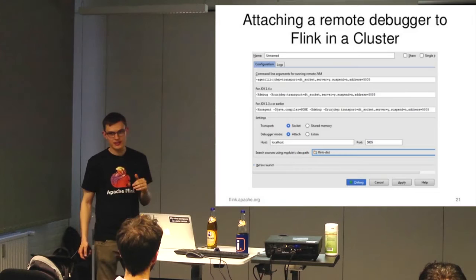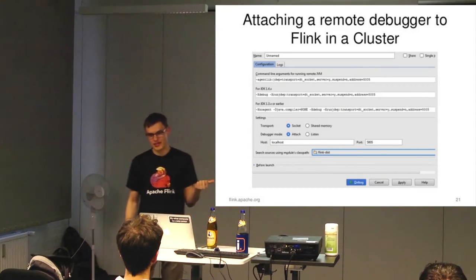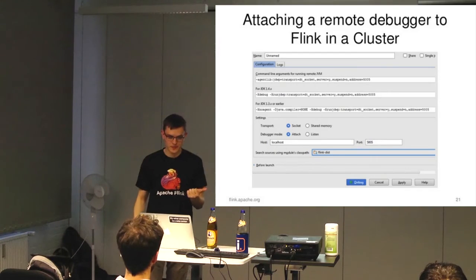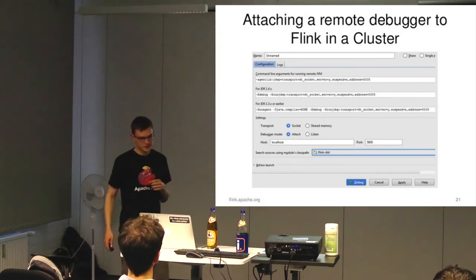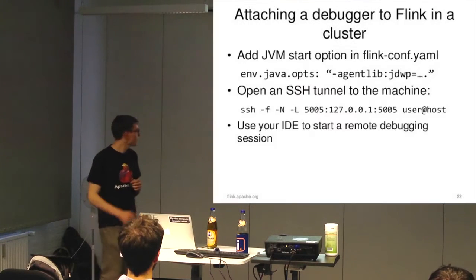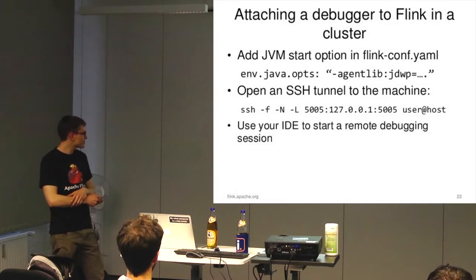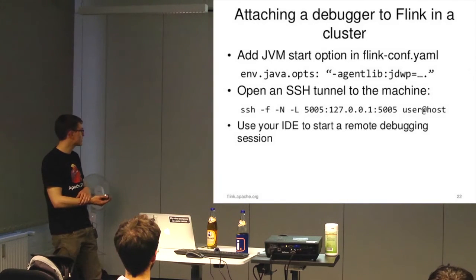But this waiting only works when you have one task manager, one worker, because otherwise all the workers will be waiting until you're connected, but you can only connect to one worker at a time. So usually I would recommend to not suspend your JVM. And then you need to tell Flink to put this agentlib string that you're getting from your IDE to all the JVMs which Flink is starting.